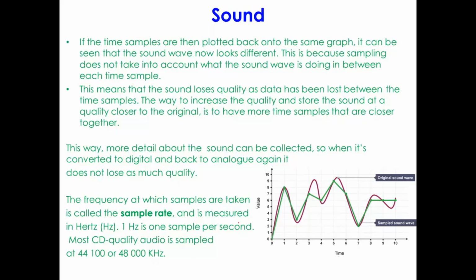But CD quality audio is sampled at 44,100 or 48,000 hertz. So it means there are a lot of samples taken per second if you want to get CD quality audio or sound.